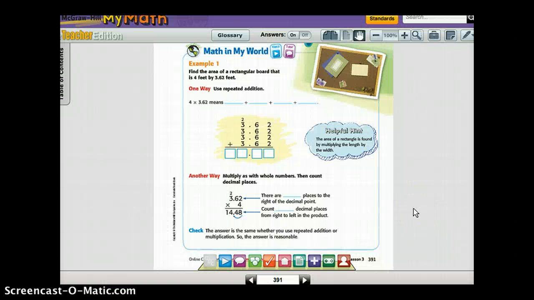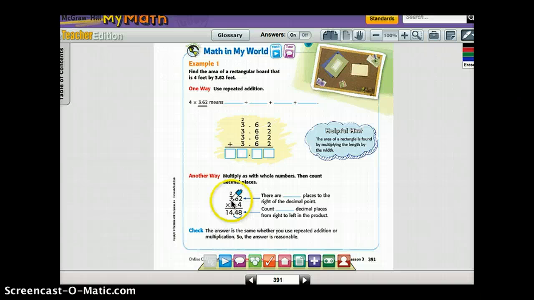Okay, so let's take a look at this in your book. I'm on page 391. In your book, it gives you a few ways that you can multiply. One way is repeated addition. If you had a simpler problem like 4 times 3 and 62 hundredths, you could add 3 and 62 hundredths 4 times and see what that got you. But the other way, which the video just showed, was to multiply as you do with whole numbers and then count the decimal places. So that's what the video is showing.